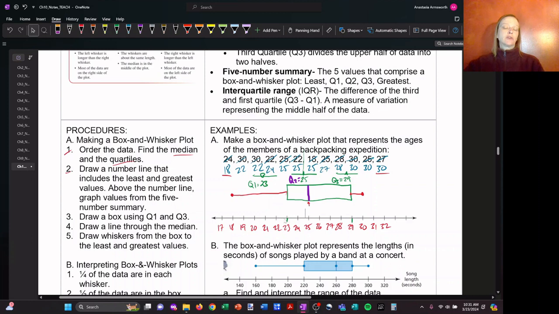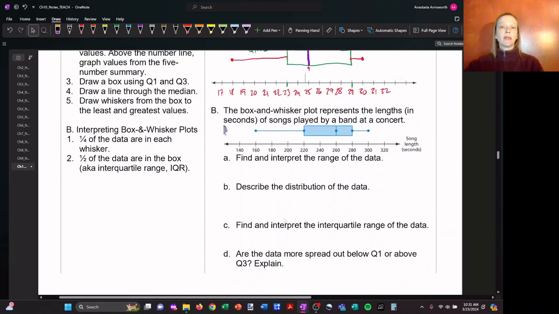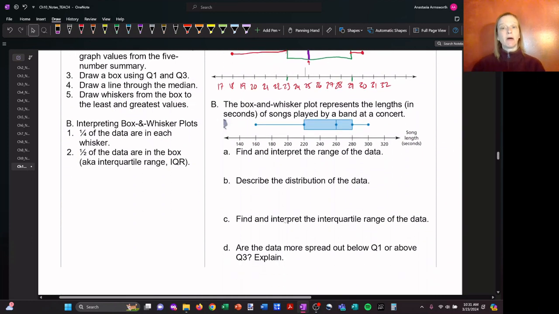What if you're given a box and whisker plot? How do you interpret information represented to you in that box and whisker plot? So here I've got a plot representing the lengths in seconds of songs played at a rock concert.